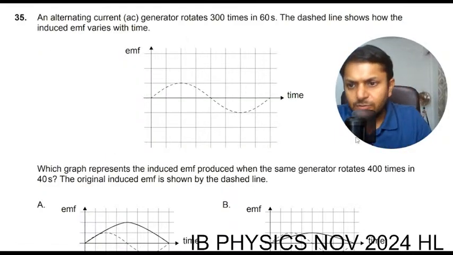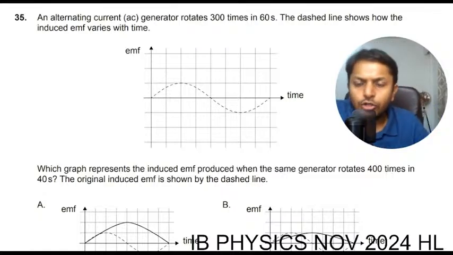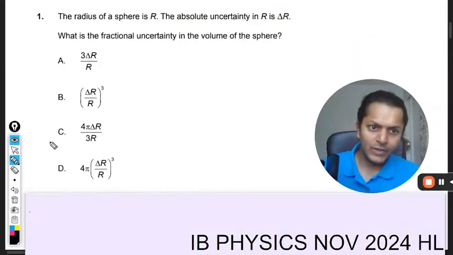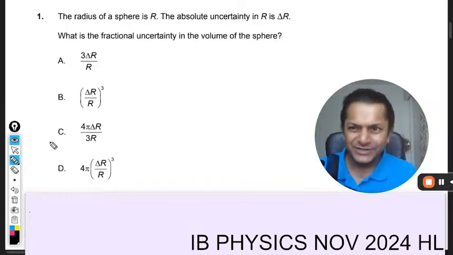Okay, dear student, let's see what is there in this question. An alternating current generator.